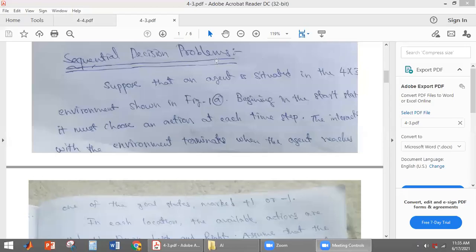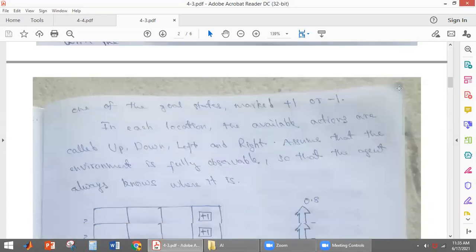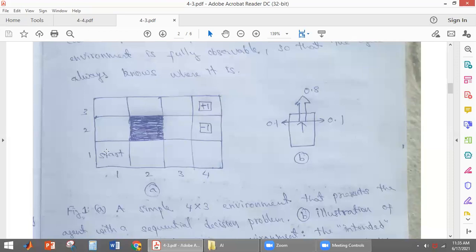Sequential decision problems are what we are discussing here. We have taken a 4 × 3 environment as shown in the figure. The robot has to start here, and it can reach either of the two terminal states, +1 and -1. So this is the transition model of the robot.